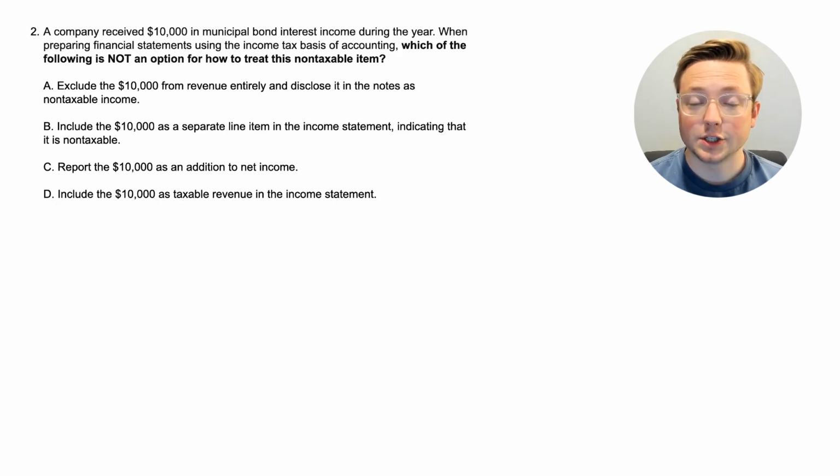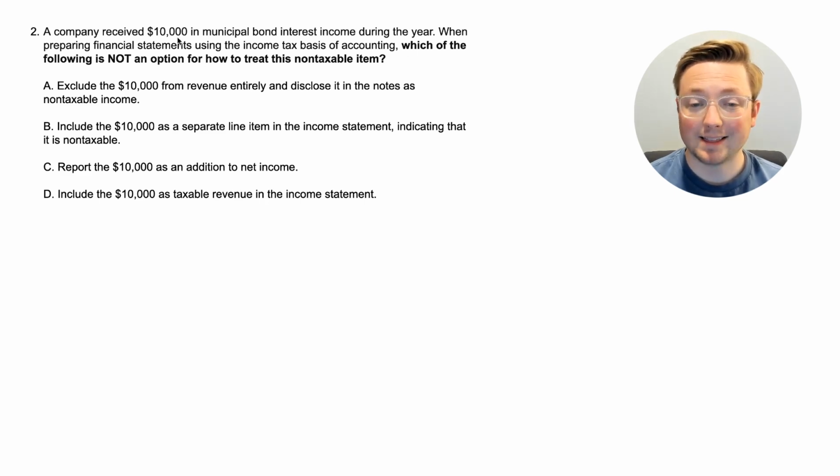All right, here we are at question 2. As we get into this, one thing that we always like to point out is a great strategy is to read the last part of the question. Now, it's a little bit silly when you have such a small question, but it is a good habit to be in. So, which of the following is not an option for how to treat this non-taxable item? Okay, so that would give us context for what we're looking for in the rest of this.